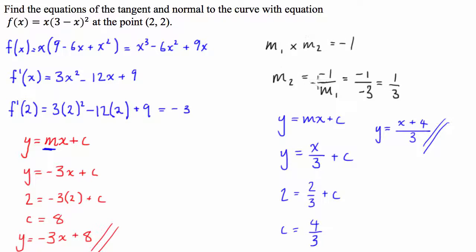For the normal to the curve, it's exactly the same, except rather than taking the derivative to find the gradient, we use the fact that the two lines are perpendicular to each other, and then we know that if we take the product of two perpendicular gradients, they equal -1, to solve for the second gradient. We then substitute in the x and y coordinates from our point, solve for c again, exactly the same as this one, and we get our normal equation as well. So it's not too complicated.